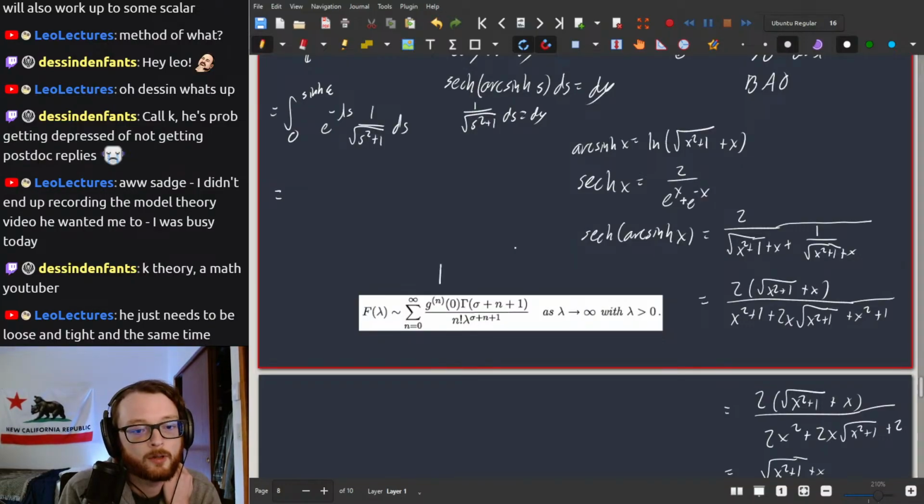So we just want the leading order term, so we only care about n equals 0. This right here is g. So we're not taking any derivatives, we're just plugging in 0. So that's just 1. This is gamma of 1, which is 1. 0 factorial is 1. So we get just 1 over lambda?